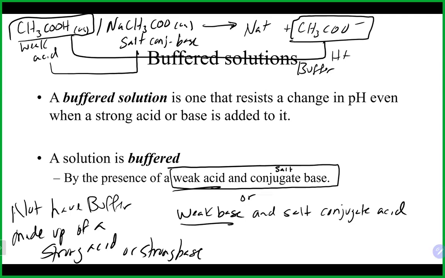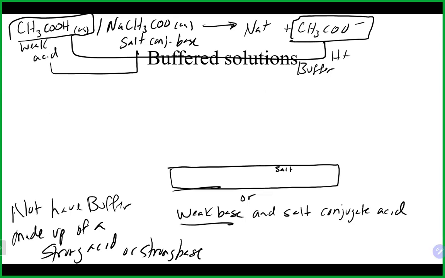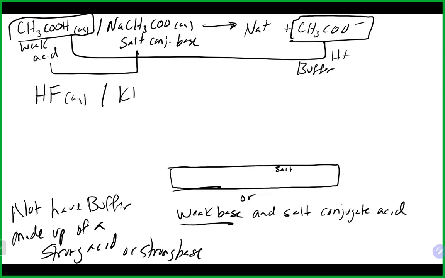That is an actual base, and like I said, you will oftentimes see that when you talk about buffers. For example, if I had HF and KF, would this be a buffer?